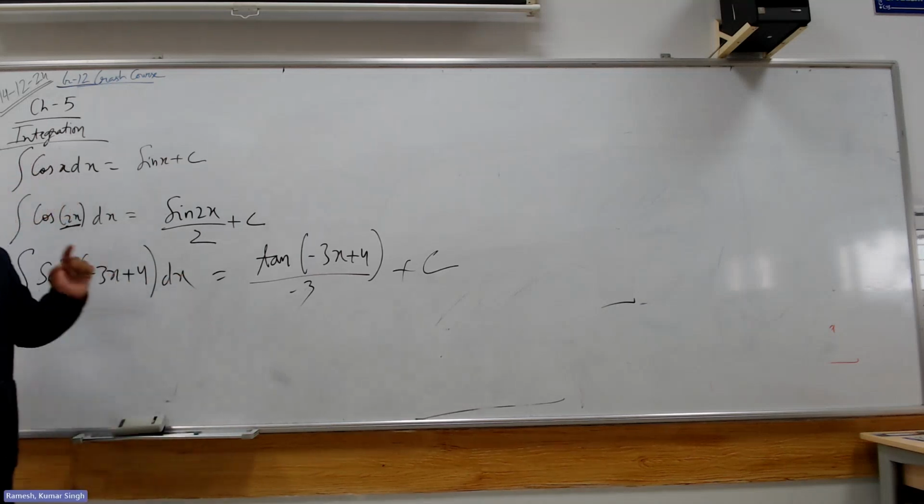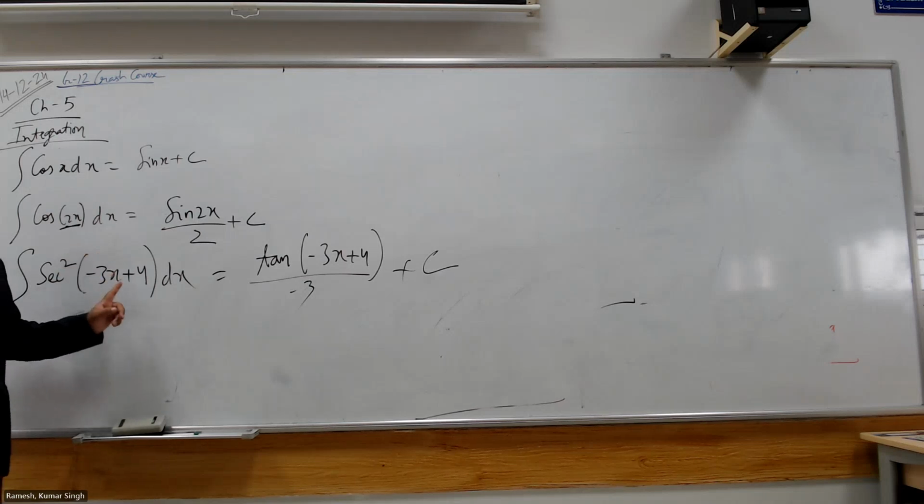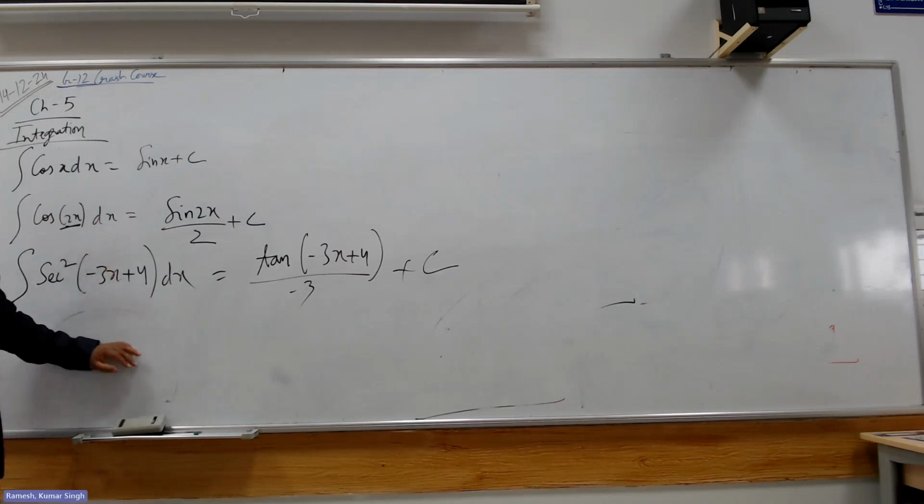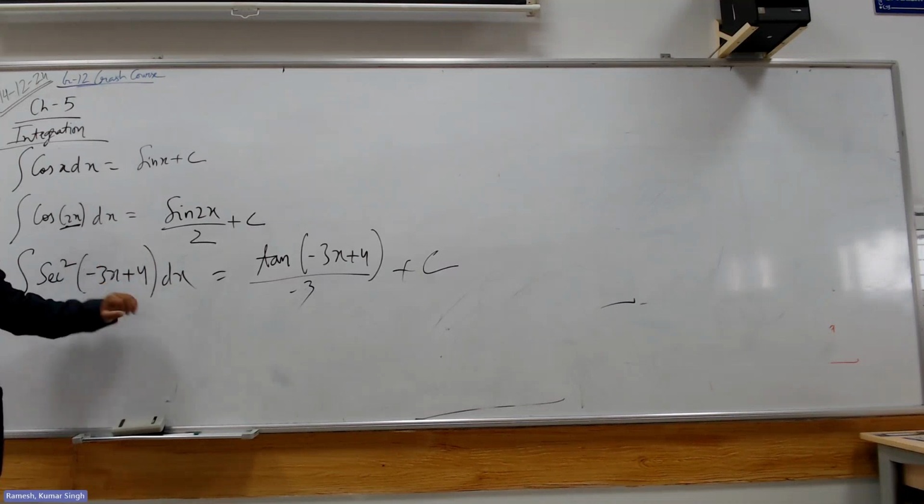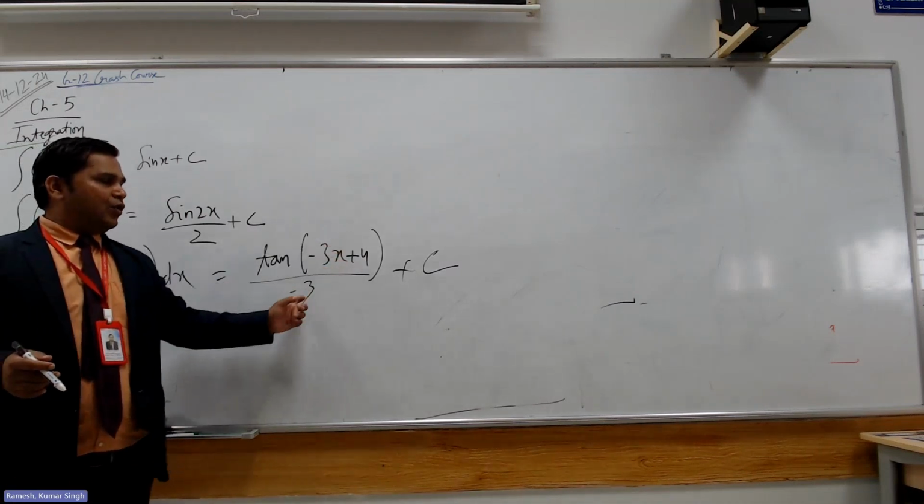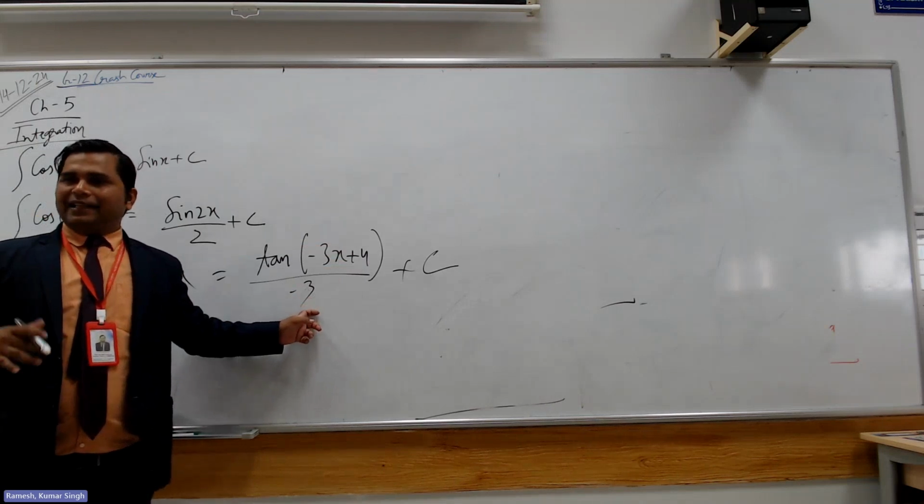Make sure that this is a linear function. This will only be applied to a linear function. If it is x squared, then we cannot write tan of minus 3x squared plus 4 divided by minus 3, that will be wrong.